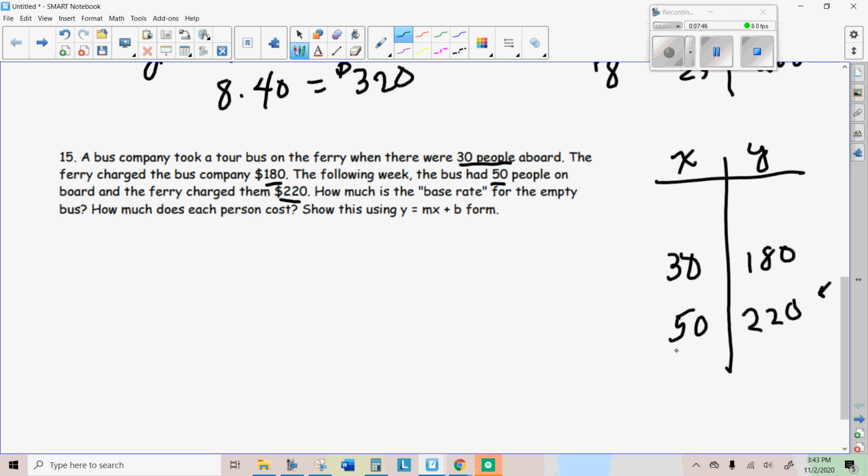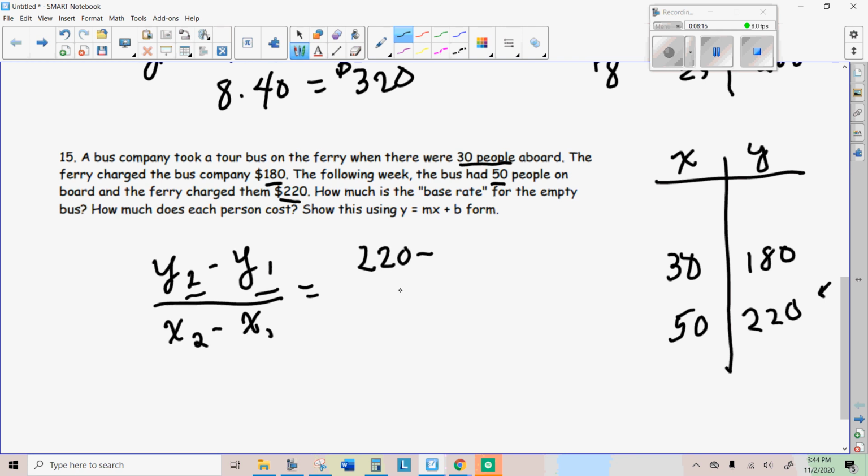So the first thing we want to do is find the slope or the rate per person. And to do that, what we're going to need to do is figure out how much more the cost was. Basically, we're going to use this formula. What it's going to tell us is the cost per person, the rate. Okay, and to do that, we need to subtract two y's, which are our costs. And then subtract the two x's to get the number of people.